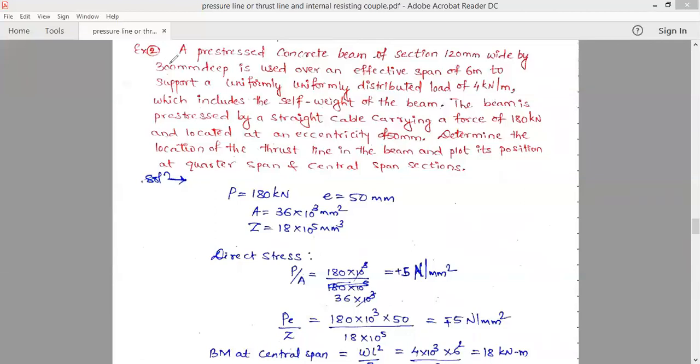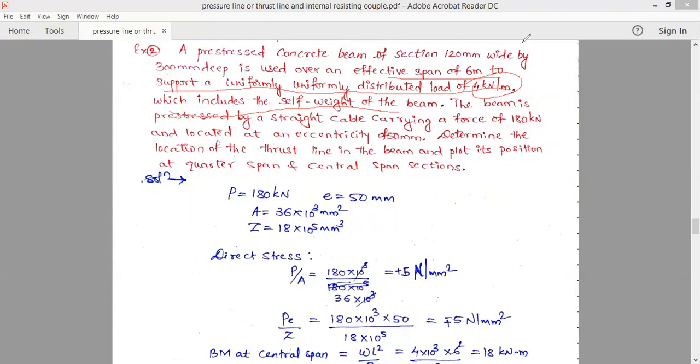A pre-stressed concrete beam of section 120 mm wide and 300 mm deep, same cross-sectional member, is used for an effective span of 6 meter. It supports a uniformly distributed load of 4 kilonewton per meter. So UDL is 4 kilonewton per meter, which includes the self weight also. This 4 kilonewton is inclusive of self weight.